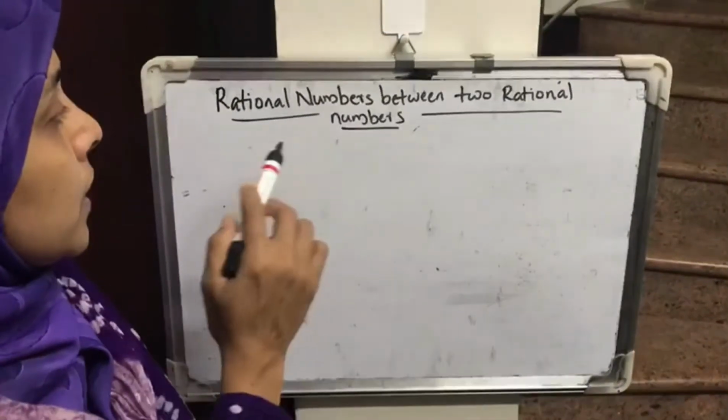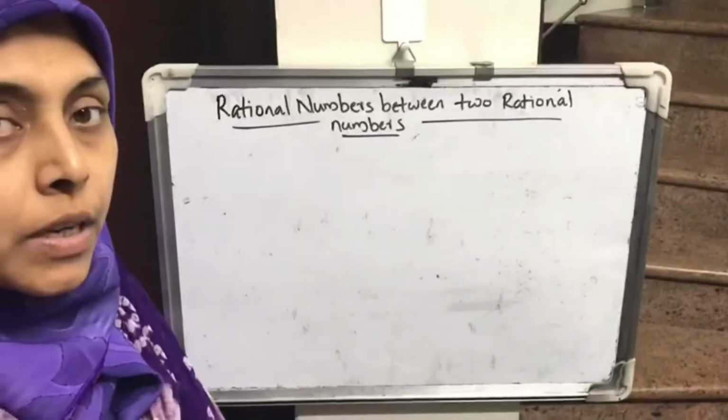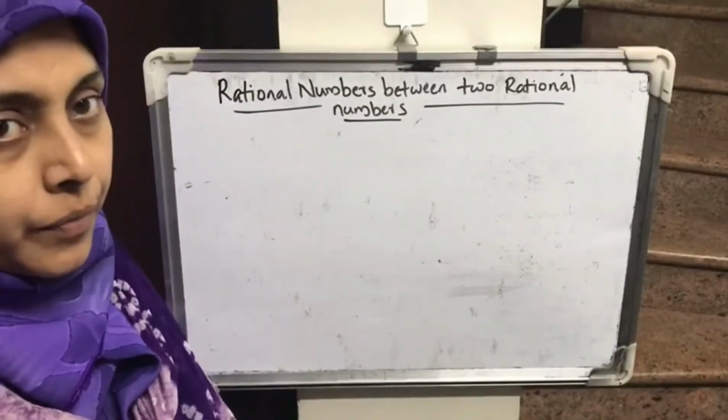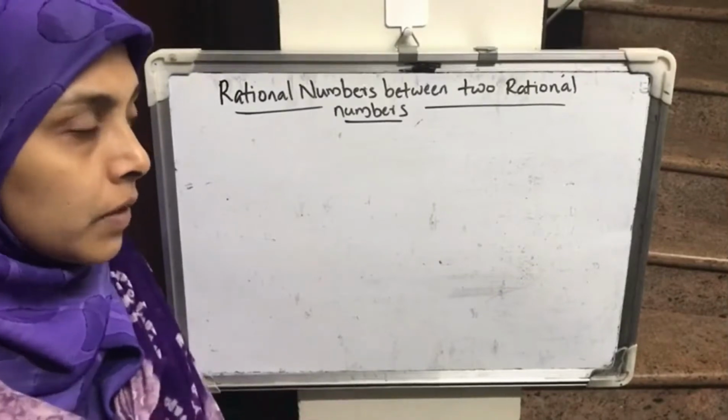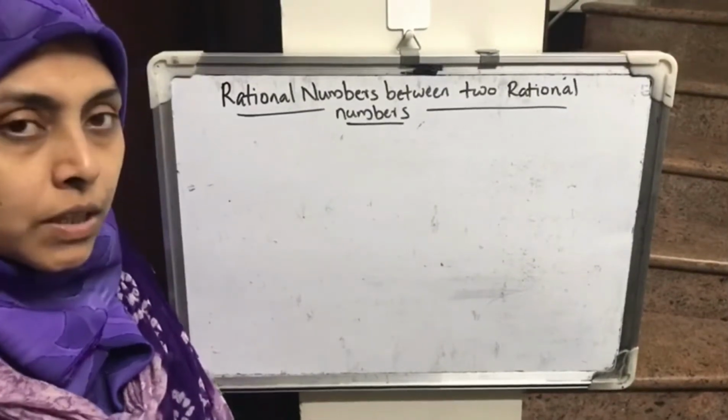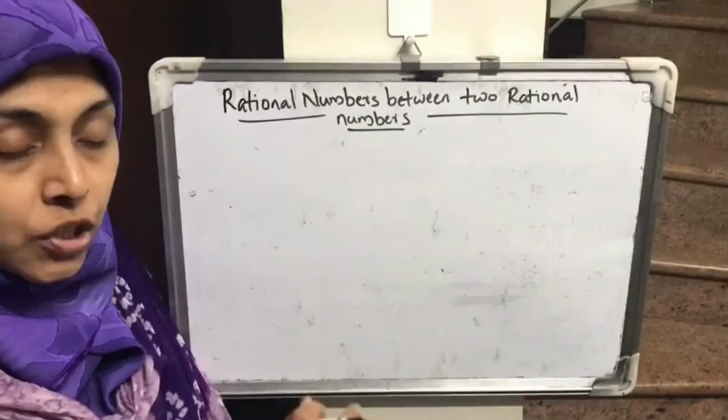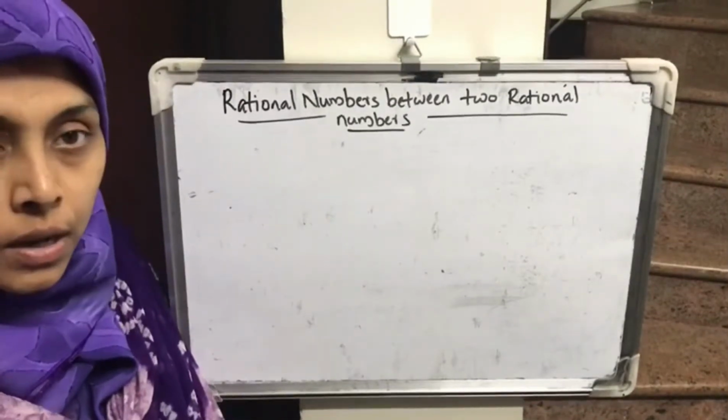Today we will discuss rational numbers between two given rational numbers. Okay. Before that, first we will discuss natural numbers between any two given natural numbers, which is very easy to find out.